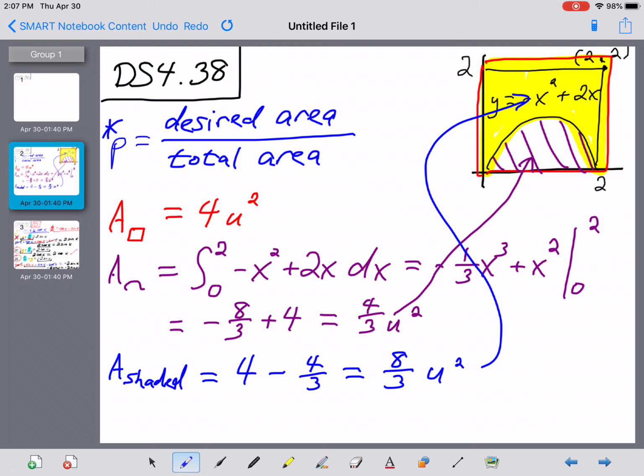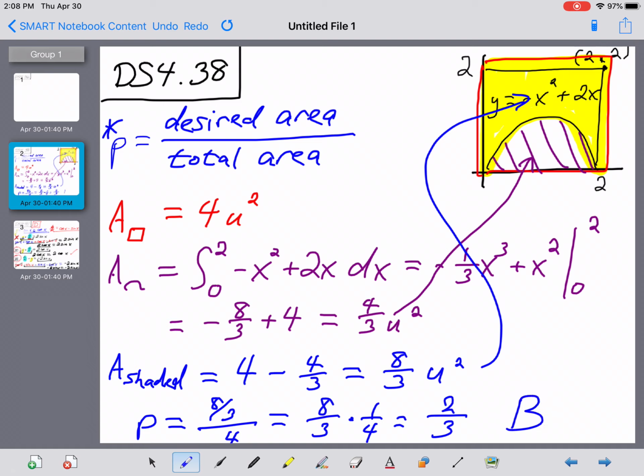And so lastly, let's go back to the formula we set up a while ago for probability. The probability of hitting that yellow region is going to be the shaded area, which is 8/3, divided by the total area, which is 4. And again, you could just dump this in your calculator, but let's check it real quick. This is 8/3 divided by 4, or multiplied by 1/4. That's going to get us 8/12, or exactly 2/3 for the probability of being above the parabola. Looks like our correct answer for number 38 is going to be B.